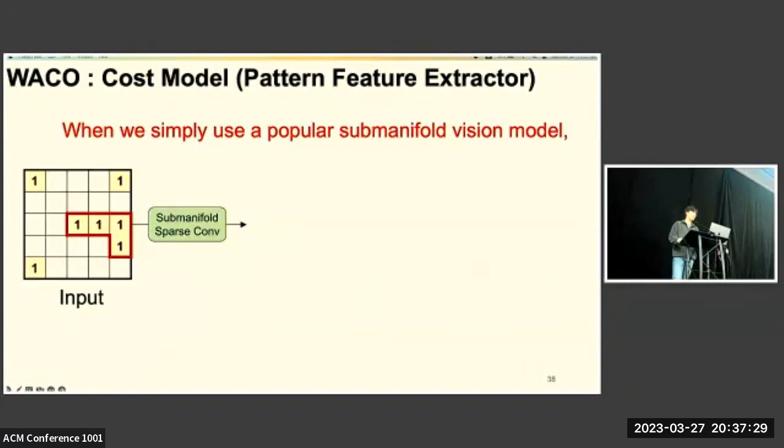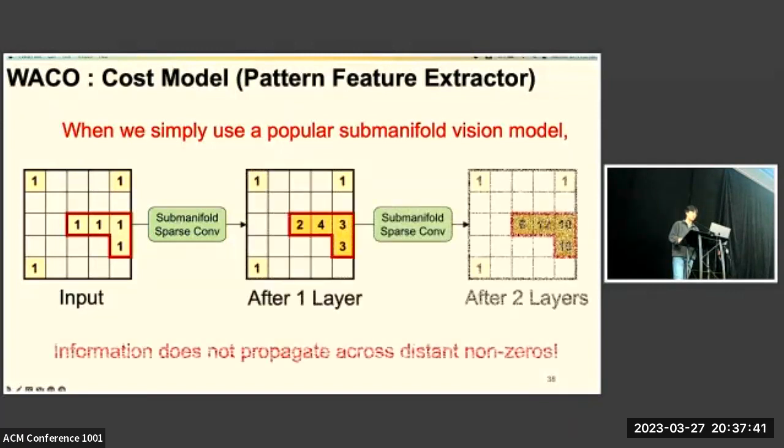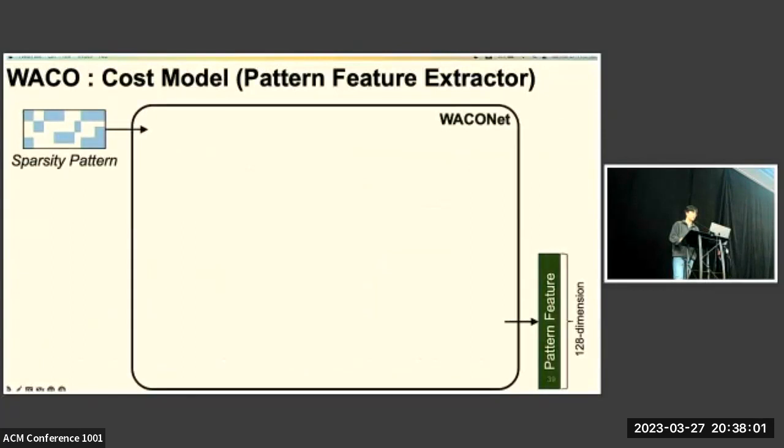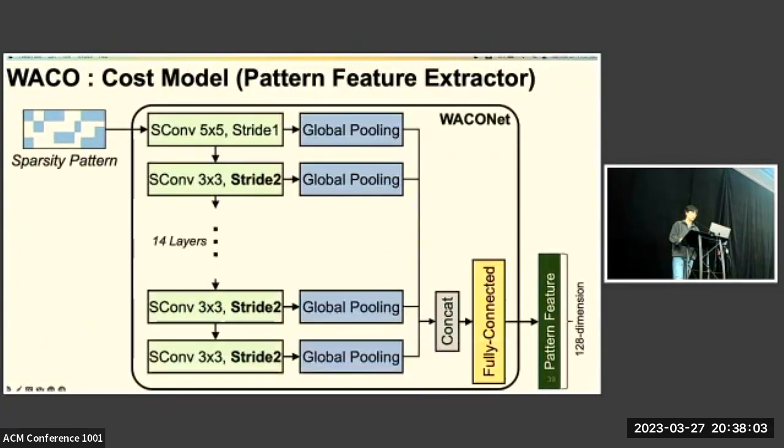This kind of sparse convolution has been widely used in the computer vision community to understand 3D point clouds. However, when we just plug in a popular sparse vision model for our case, you can see that information does not propagate across far away non-zeros, even if we apply multiple passes of convolution. So using a popular sparse vision model will not capture the pattern unless all the non-zeros are close to each other in your sparsity pattern.